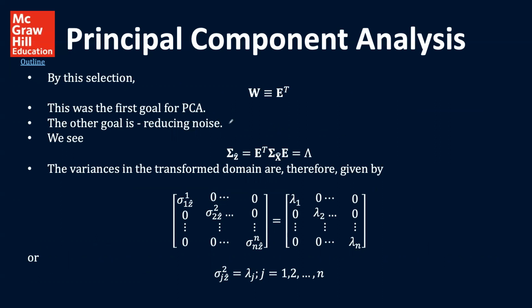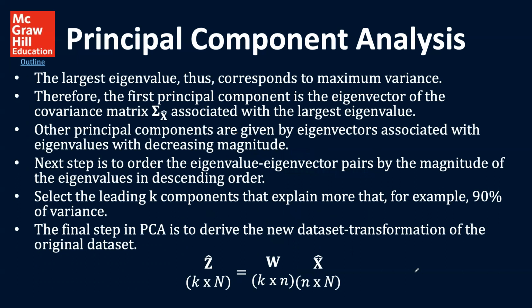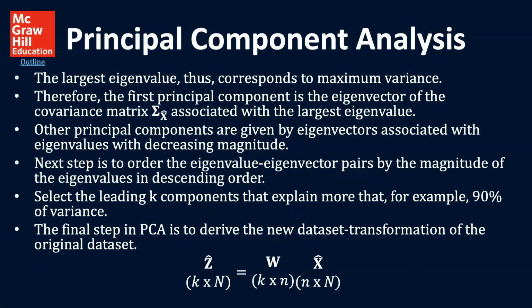The next goal is for reducing noise. We see here that sigma z hat is equal to E transpose sigma x hat E, which is equal to delta. The variances in the transformation domain are therefore given here, and so we have this type of way of formulating that information. So that gets into the math. Sorry to have to dig through that, but here we have our last slide for summarizing the principal component analysis.